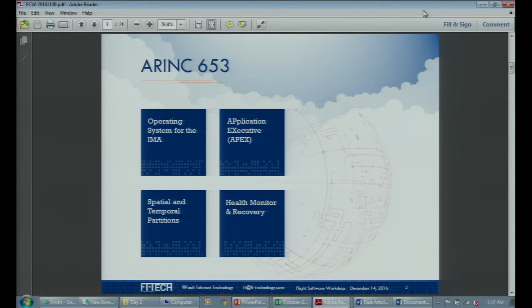It's just a specification. As part of the specification, there is the APEX, and there's a piece of software that sits between the application and the kernel that only allows the application just enough to make it run. And then there is something called spatial and temporal partitions, and what that means is that each one of these legacy systems got its own address space, and it runs in a specific time frame. We saw that earlier. And in addition to that, it has a health monitor and a recovery piece of it.